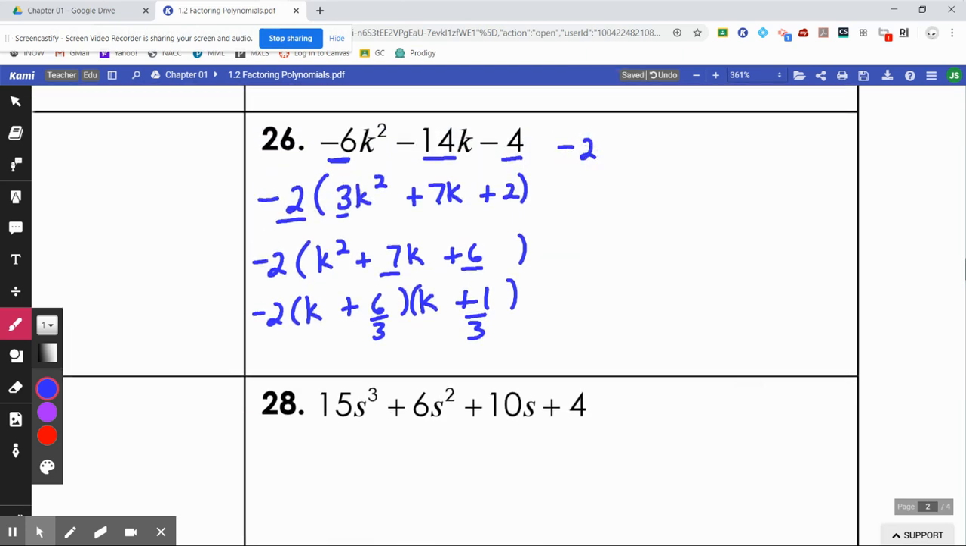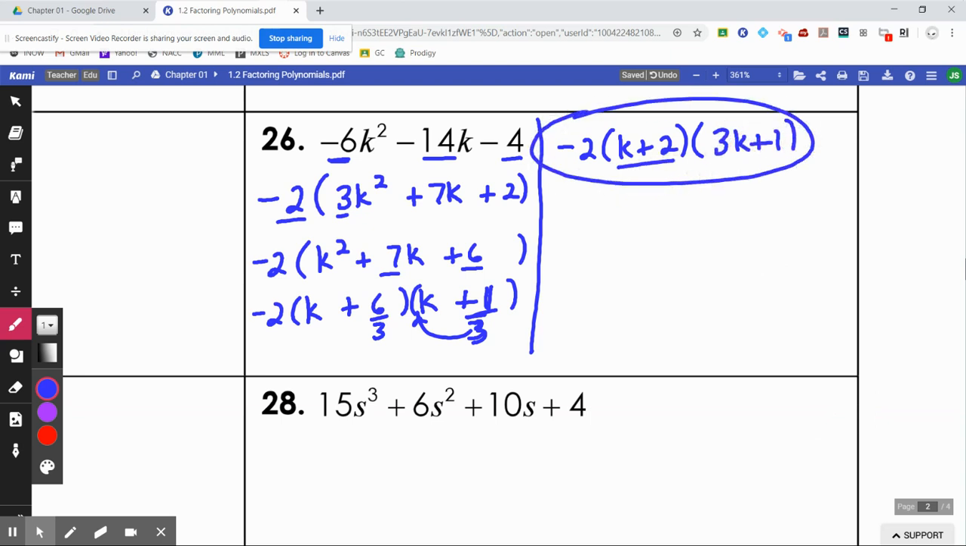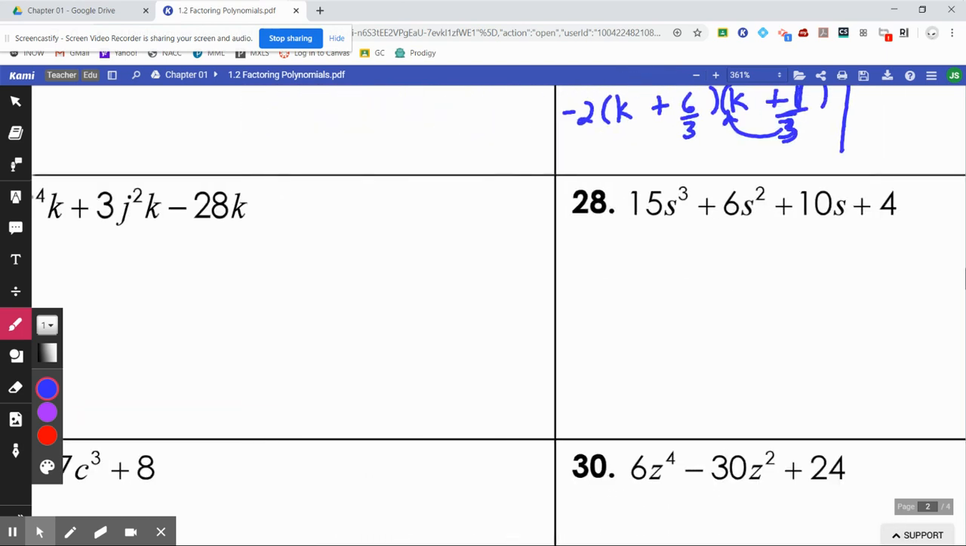So you have now negative 2, k plus 6 divided by 3 is 2. If it's not divisible, try to reduce it. 1/3 is not divisible. It won't reduce. So therefore, slide it back up front and you get 3k plus 1. We know we're finished because this is not squared stuff. It's now linear, so it will not go any further.